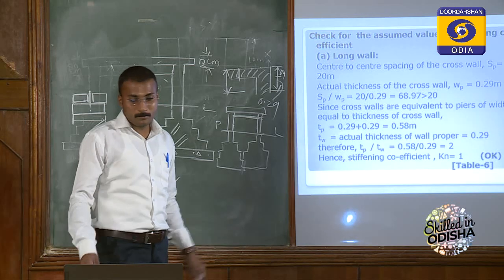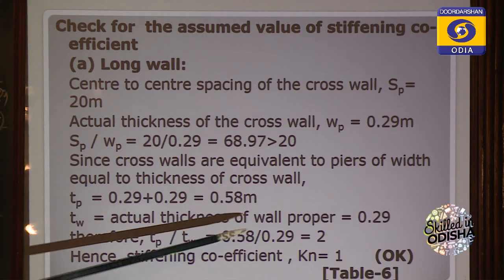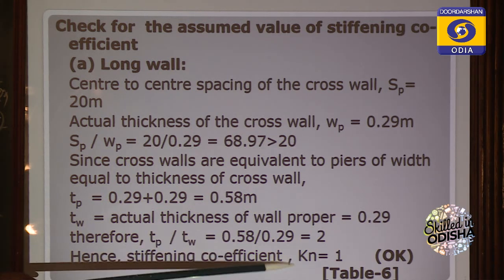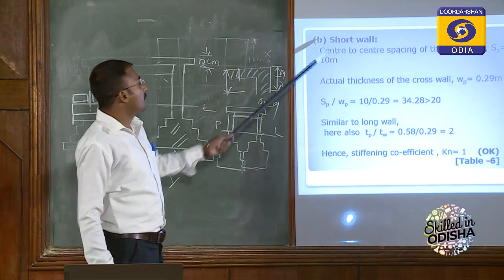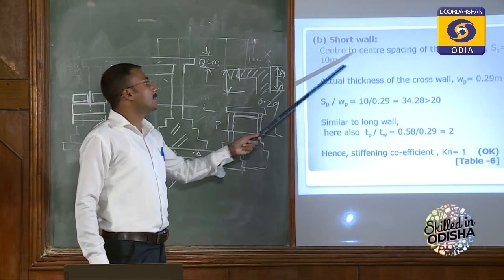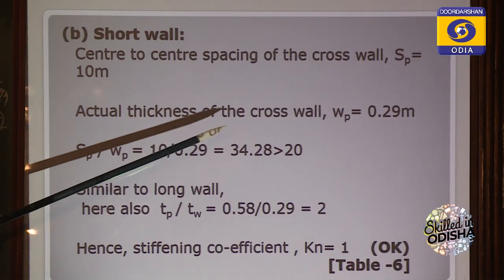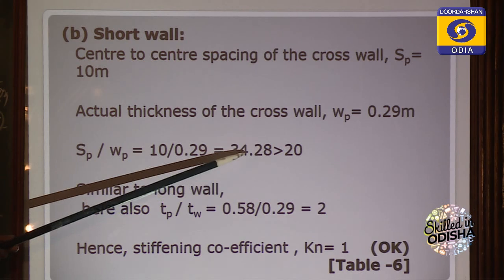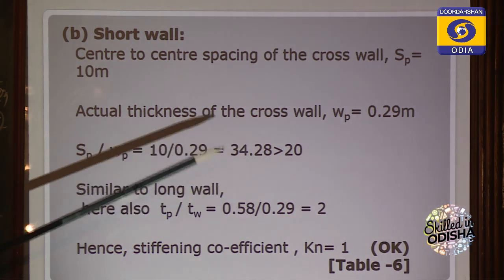And here from the Codal provision, if TP by TW is 2, the minimum stiffening coefficient is 1. So from Table 6 we have taken this. For the short wall, again the center to center spacing of wall SP is 10 meter, and the actual thickness of the cross wall is 0.29 meter, and the ratio of SP by WP is again coming 34.28, which is greater than 20. So we are on the safe side.